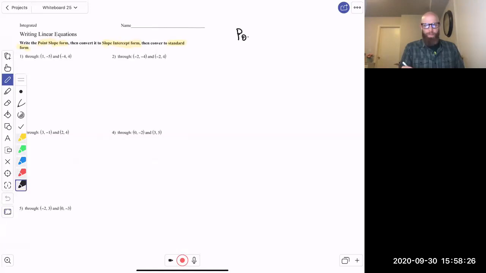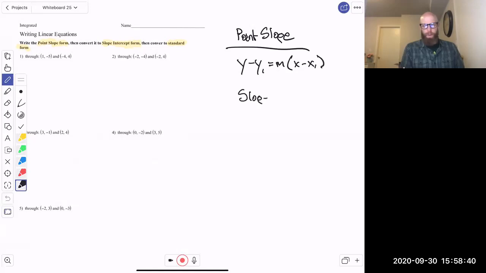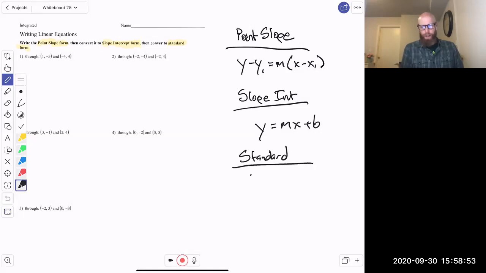Let's go point slope to start with. Point slope is y minus y1 equals m times x minus x1. Perfect. Let's go slope intercept. It is y equals mx plus b. Okay. Let's go standard. So this is kind of new to us, standard, but it's ax plus by equals c.